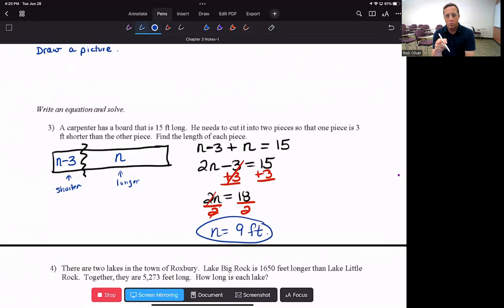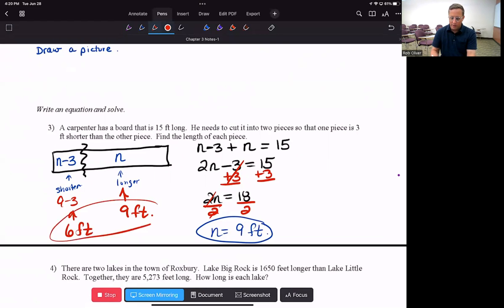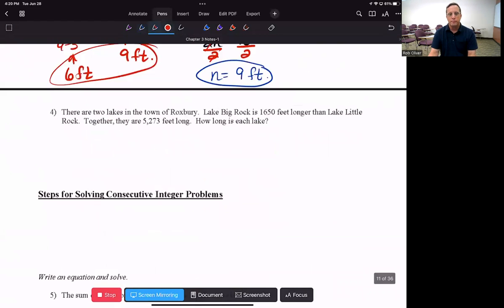Okay, so 9 feet. Does that represent the shorter or the longer board? Well, it represents n, and n in our picture represents the longer cut piece of wood. So that's 9 feet. And then it says the shorter piece is n minus 3, so it's going to be 9 minus 3, and that's 6 feet. And then you can confirm that those two numbers make 15. 6 plus 9 makes 15 feet.